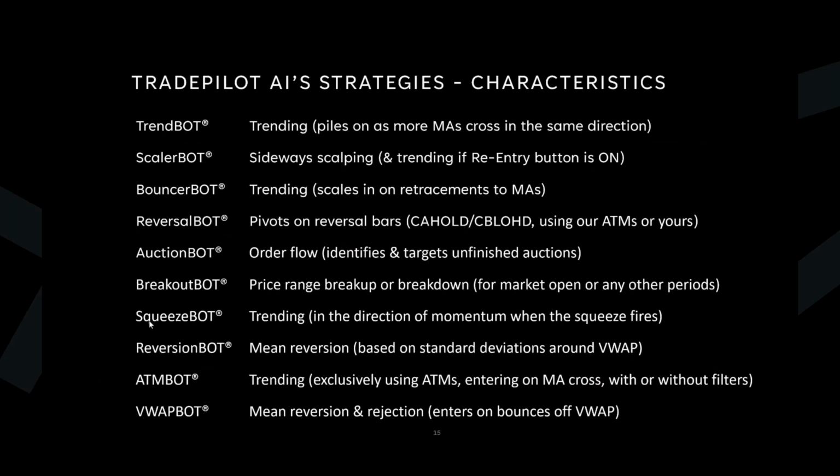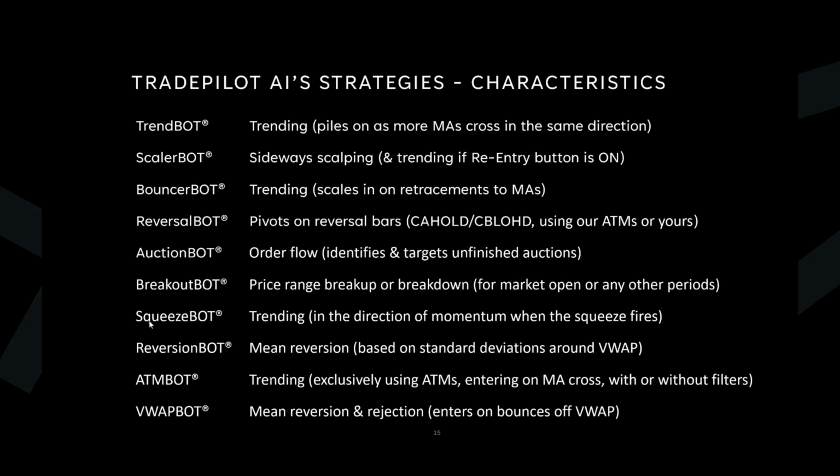Each one has a different characteristic. The website describes these in more detail, but just quickly, one line for each. We have several trending strategies: trend bot, bouncer bot, squeeze bot, and ATM bot are trending strategies. Mean reversion strategies are scalar bot, reversal bot, auction bot, reversion bot, and VWAP bot. Although scalar bot can also be a trending strategy if you turn on the button that says re-entry on. It will also start to make profits during a breakout.